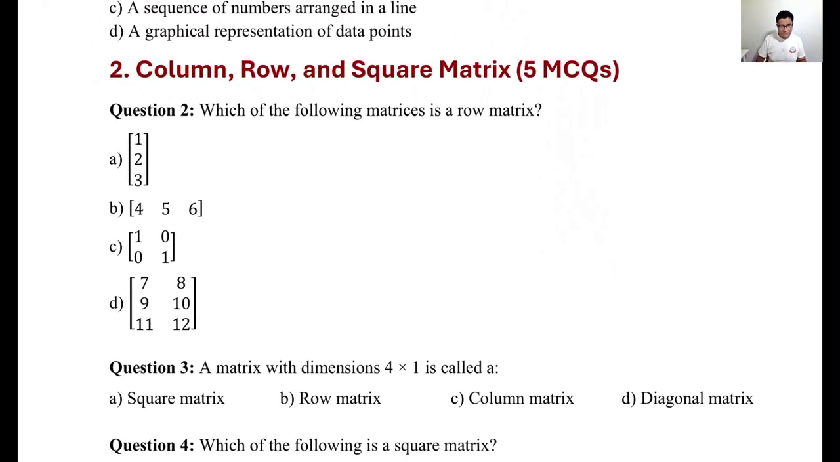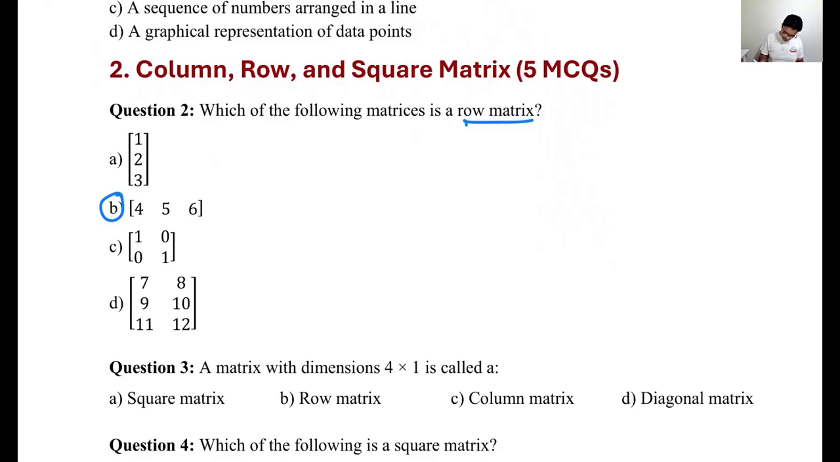So which brings us to the special types of matrices. A general matrix is a rectangular matrix. The special cases are: which of the following is a row matrix? A row matrix, as the name suggests, will have only one row in it. So it's called a row matrix.